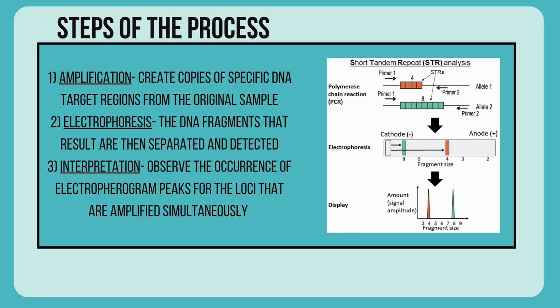In this diagram to the right, it shows an STR analysis. The first thing we have is allele 1 and allele 2. In allele 1, there are 4 STRs, and in allele 2, there are 8 STRs. Those two alleles are brought down and looked at in an electrophoresis graph, which shows the results from the DNA fragments. After that, it is displayed to be seen and observed.